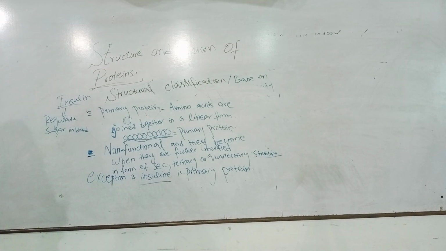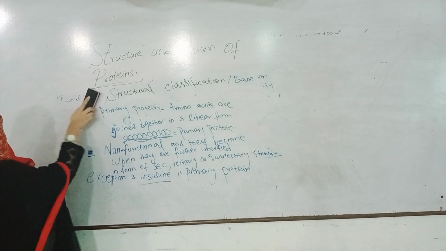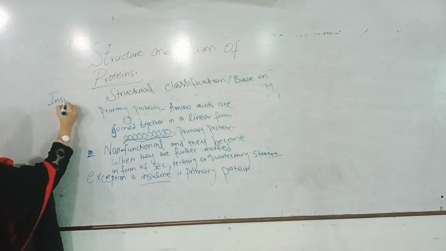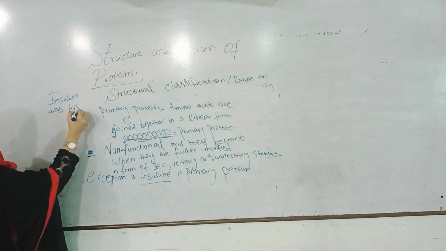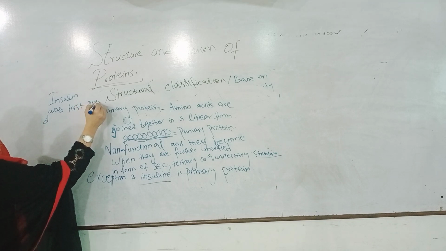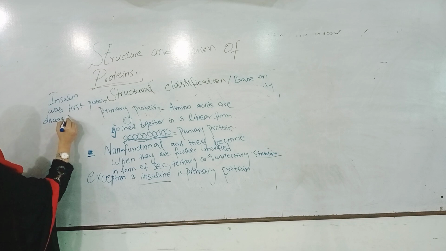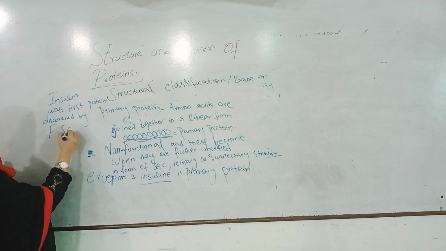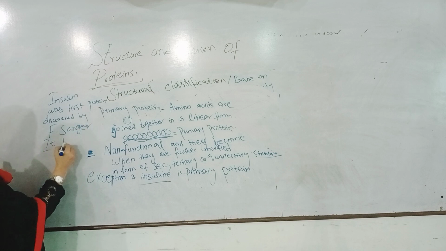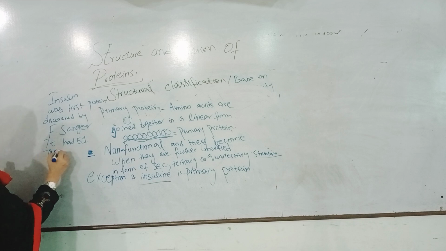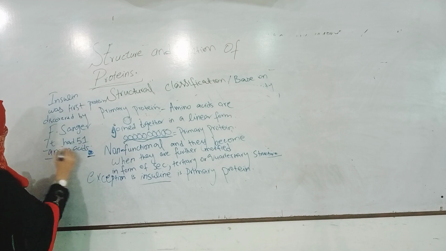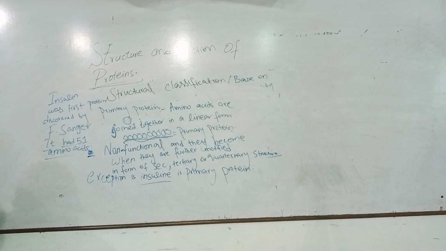And insulin was the first protein discovered by scientists. Insulin was the first protein discovered by a scientist named F. Sanger, and it had 51 amino acids in its chain. There is also another point, that all proteins have a different number of amino acids in their structure, as insulin has 51 amino acids. So these are some characteristics of the primary protein.